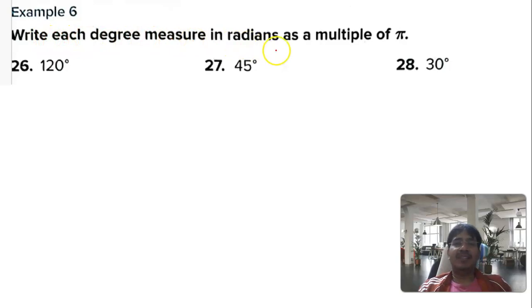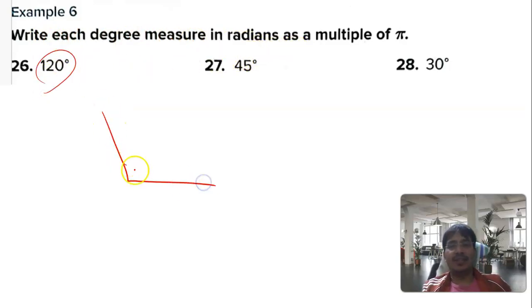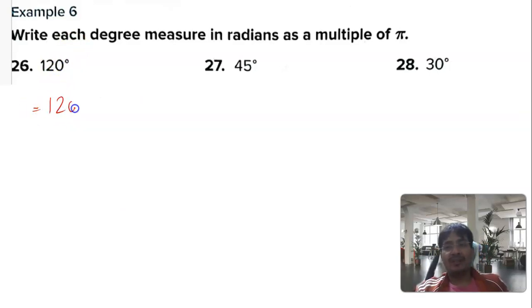Write each degree measure in radians. Now see this angle, let's say 120 degrees. The angle is measured in degrees. Now they want you to convert it into radians. How will you convert it into radians? You take the degree measure and multiply by pi by 180. It's a rule that you have to multiply by pi by 180.